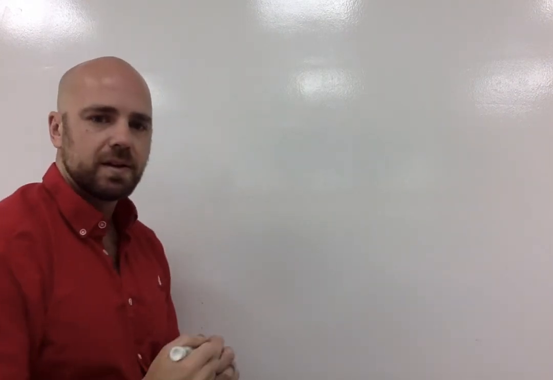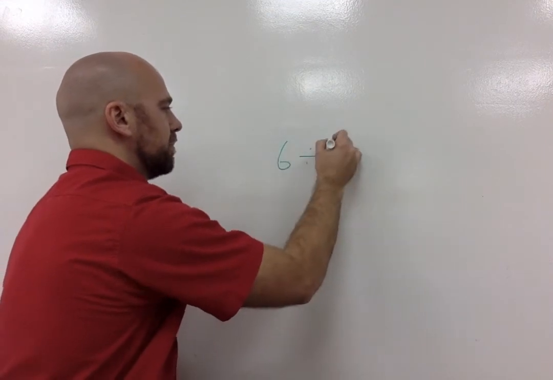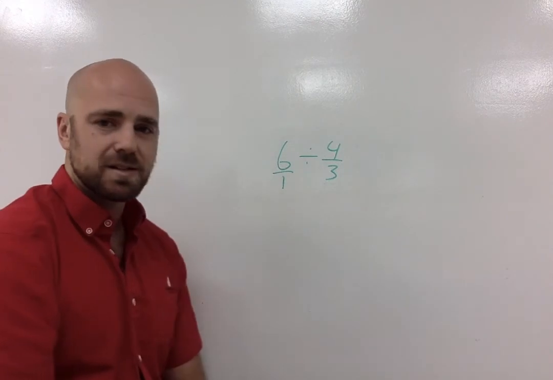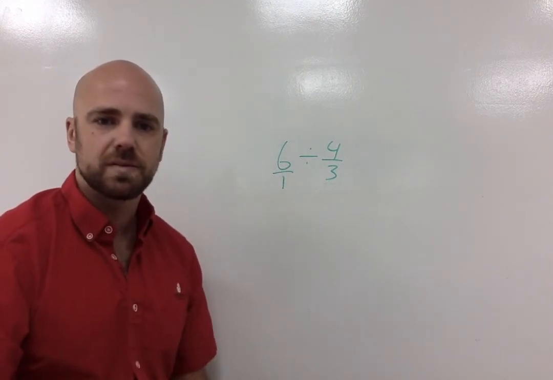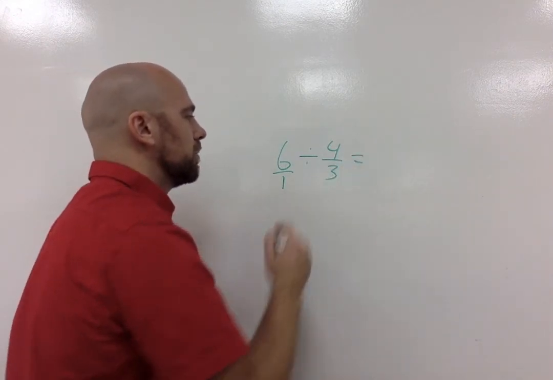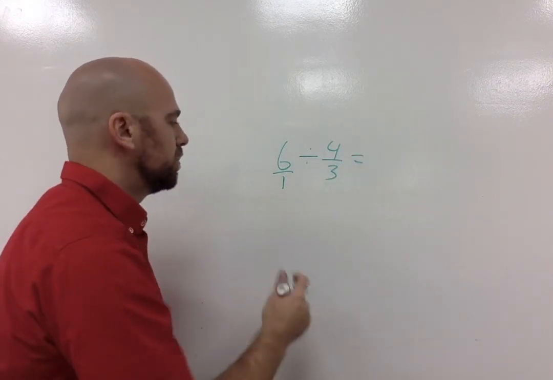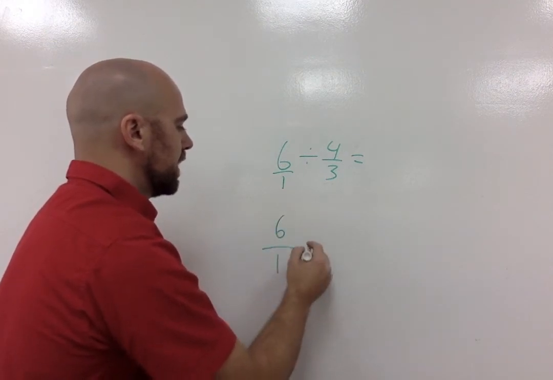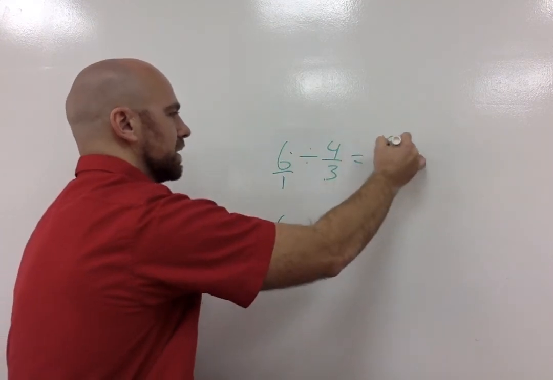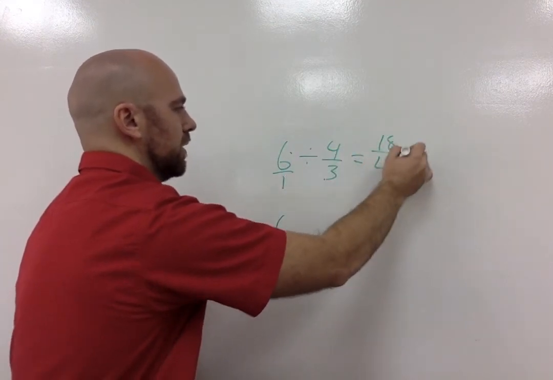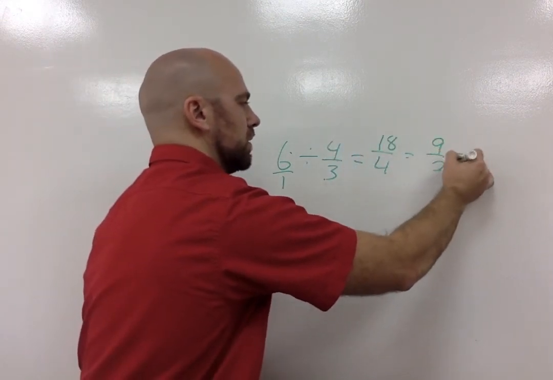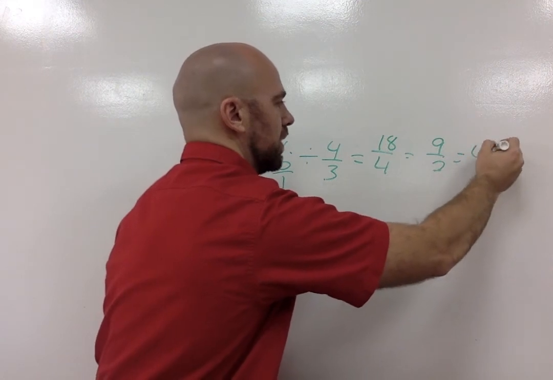All right, time for another one. So if we have 6 divided by 4 over 3, once again, just a reminder, that's 6 over 1. That's 6 wholes, it's not 6 over 6. 6 over 6 would be 1. 6 over 1 would be 6. So I'm going to do it both ways. I'm going to put it down here, and then I'm going to be multiplying by 3 over 4. So 6 times 3 is 18, and this is 4. I can reduce this to give me 9 over 2, which is equal to 4 and 1/2.